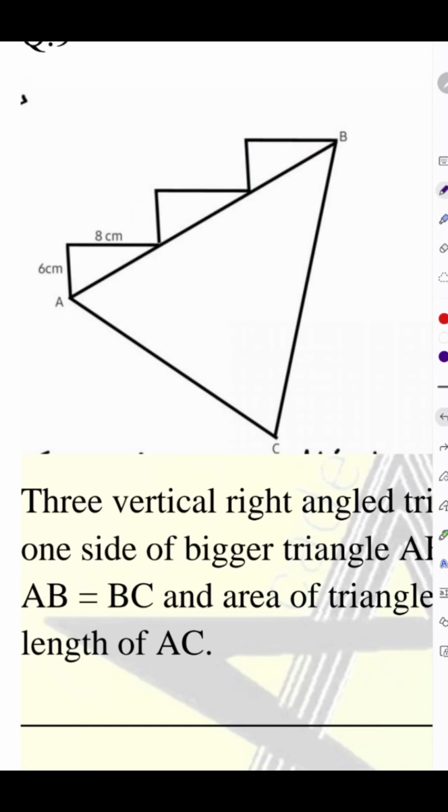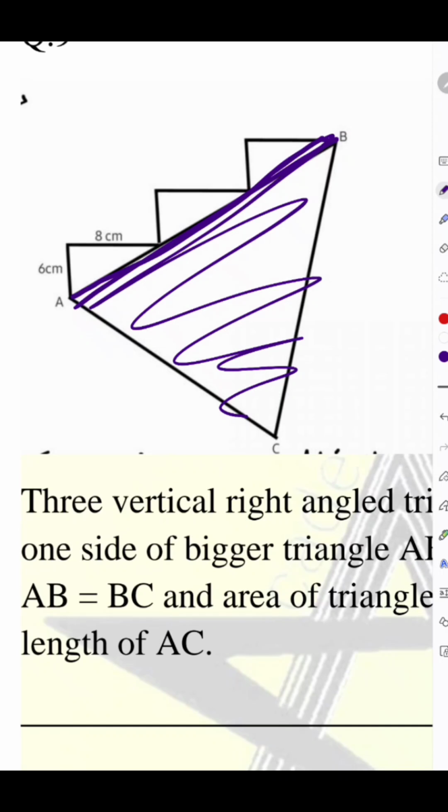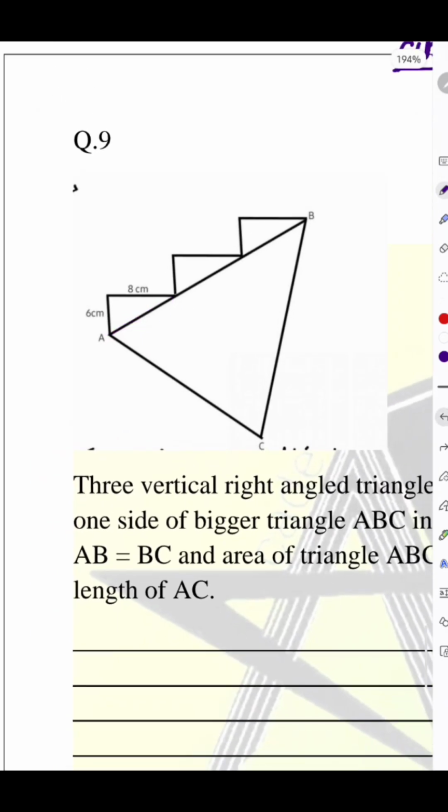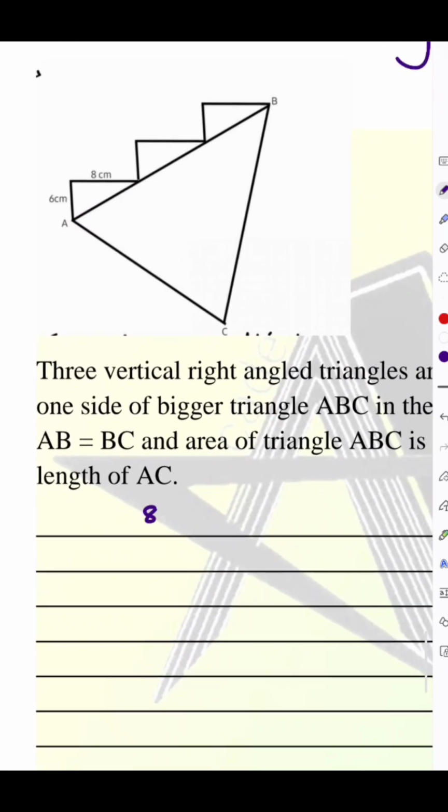So we have to calculate length of this one. The area of this whole triangle is given, so obviously we should know the length of it, and that is given by this one. If I calculate this one, this is the hypotenuse of this smaller triangle. So we can easily calculate, that means this is going to be 8 squared plus 6 squared and root of it. Let me name this AD. So AD is going to be root of 8 squared plus 6 squared, which is 100, and root of 100 is just 10. So AD is 10.